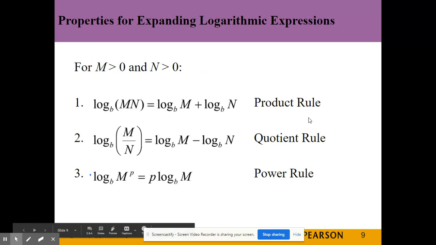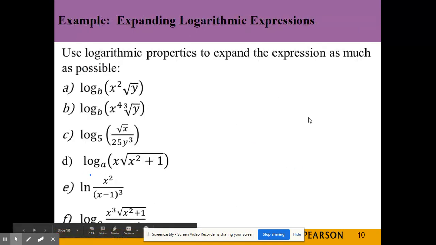All right, so properties for expanding logarithmic expressions. So this is just a summary of everything we just talked about. Product rule, multiplication inside, addition outside. Quotient rule, division inside, subtraction outside. Power rule, exponent inside, multiplication outside. So you're going to use those rules in combination to handle something like this, where you're just given logarithmic expressions and you're told to expand them. So you're going to use properties, maybe more than one at a time, to expand them as much as possible.